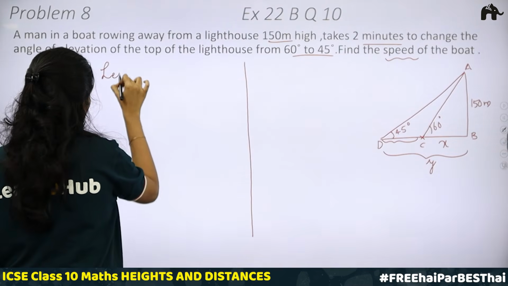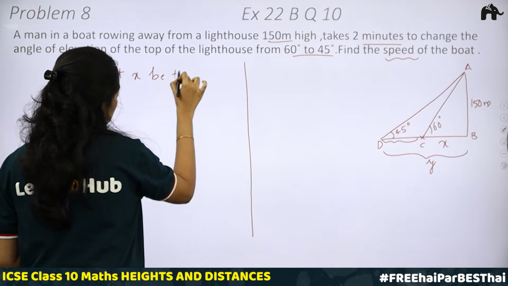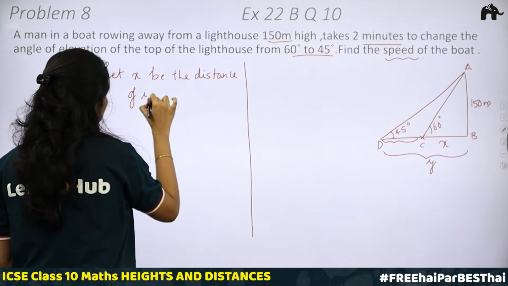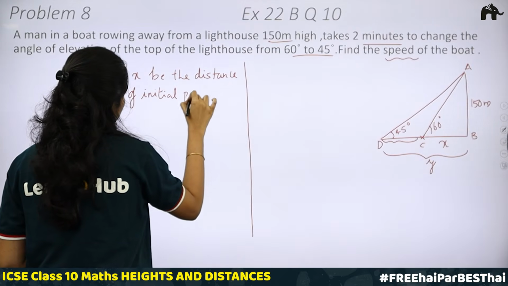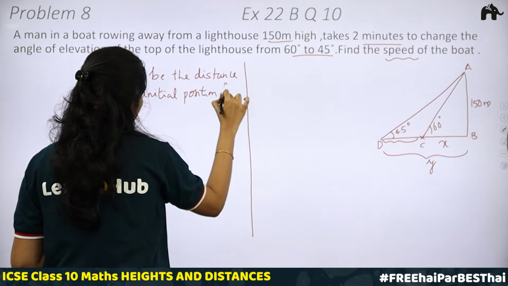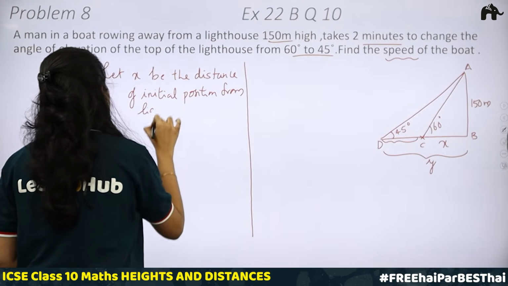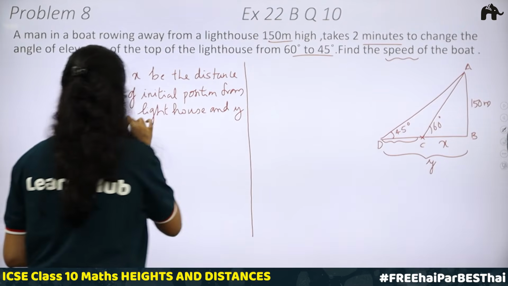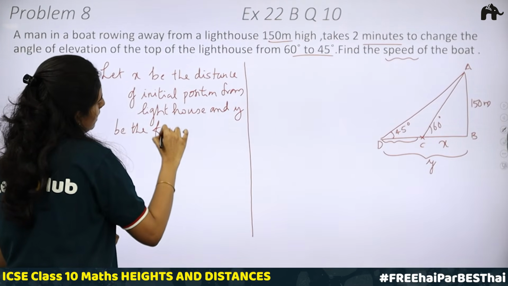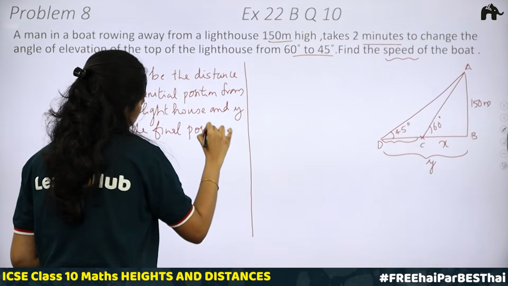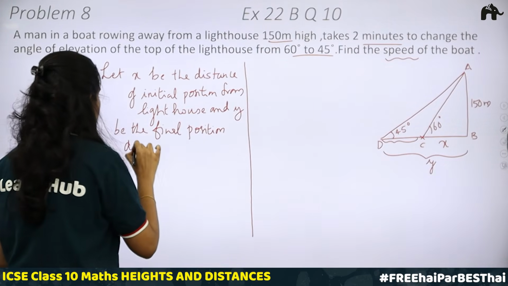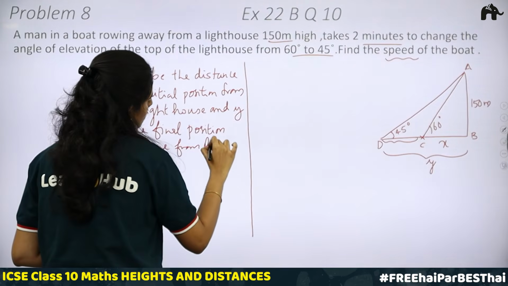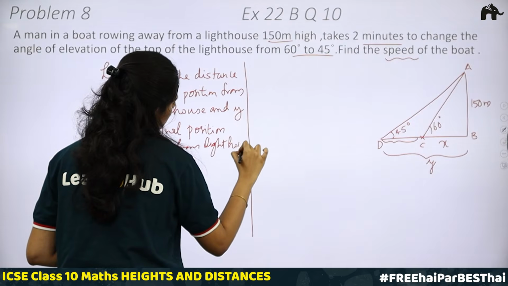Okay, once you get the distance travelled and using time, we can find what the speed is. Here, let X be the distance of initial position from lighthouse, and Y be the final position distance from lighthouse. Okay.